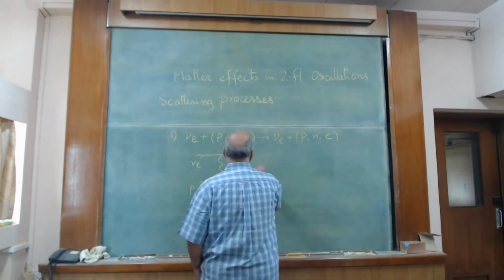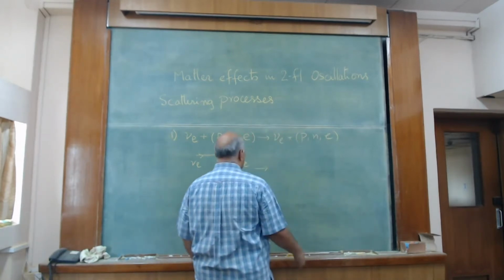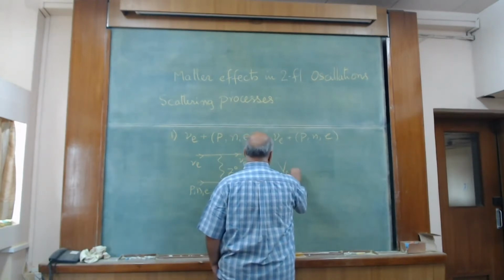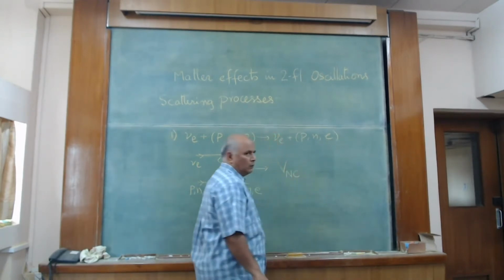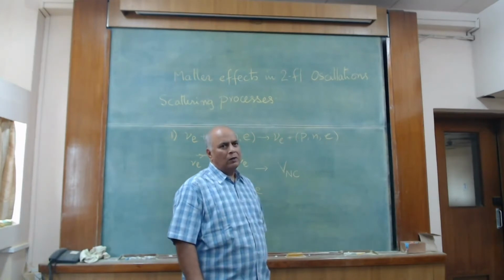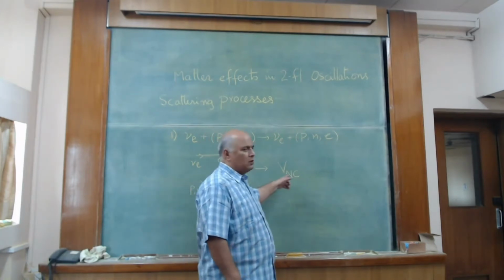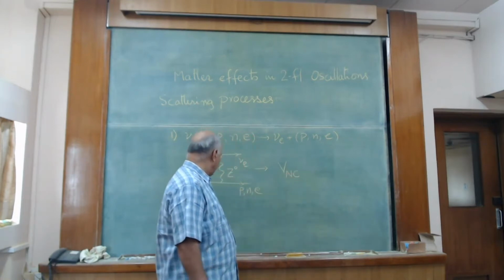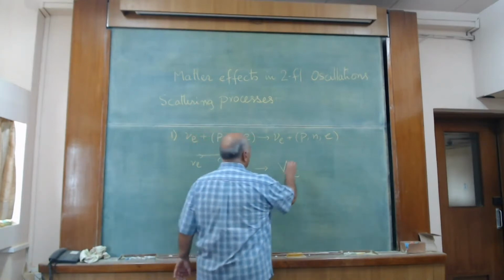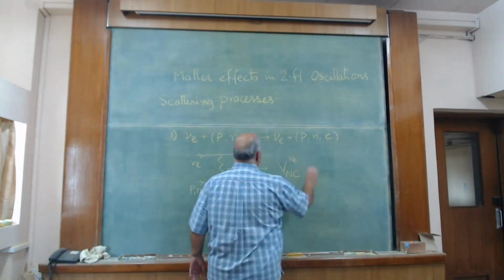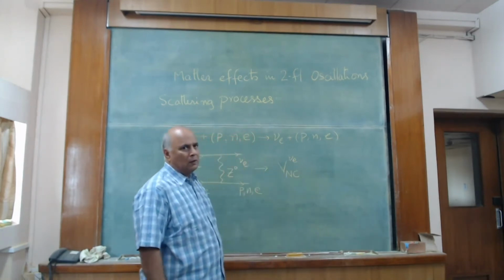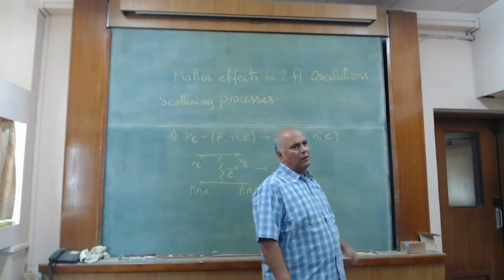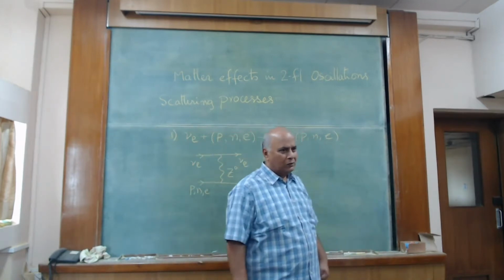And this gives rise to a potential which we call V_NC, NC standing for neutral current. And I put nu e there. So this is the neutral current potential which arises for the electron neutrino.